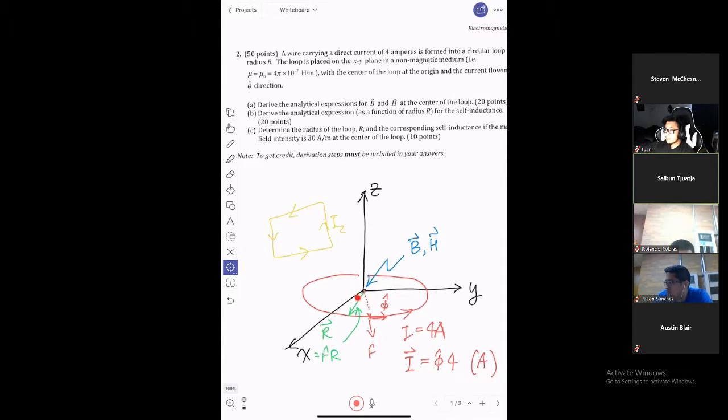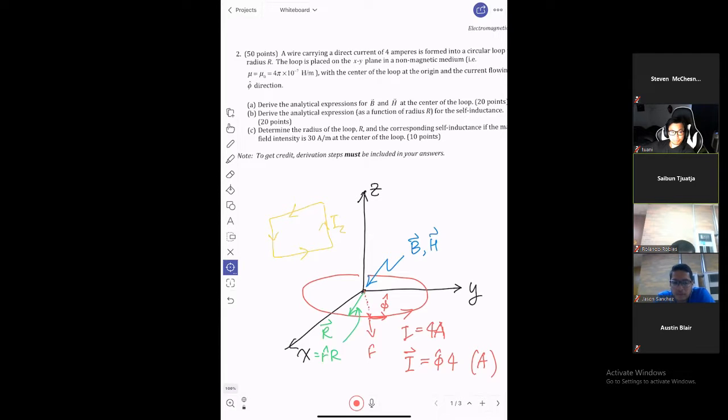Now, between the two of them, what is the mutual inductance? This current produces magnetic flux captured by this area. The flux captured by this area due to this particular current, divided by this current, is called the mutual inductance. Any question about that?